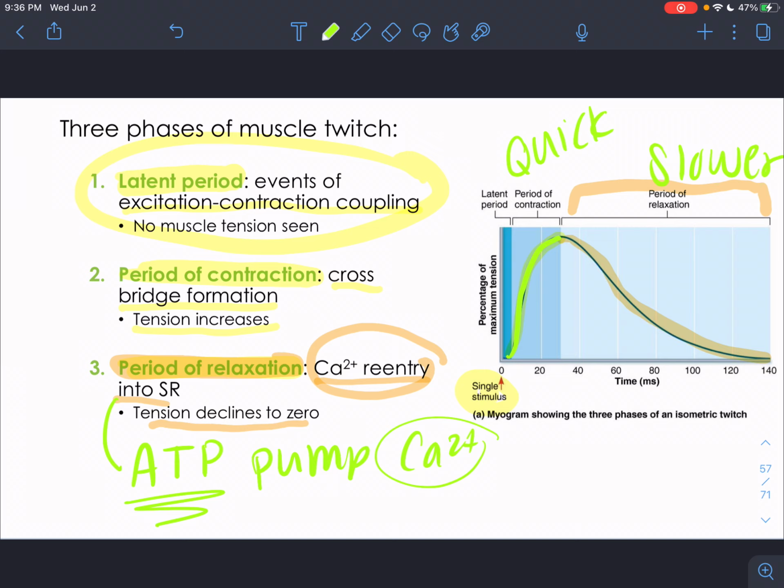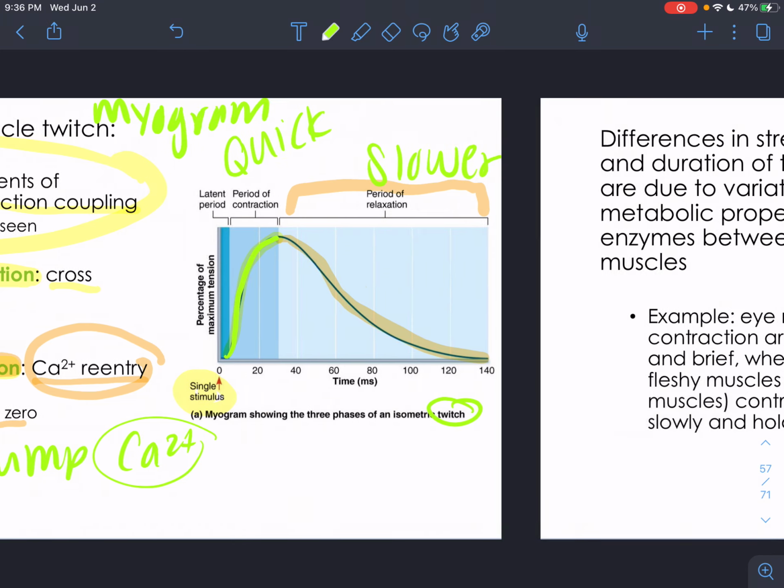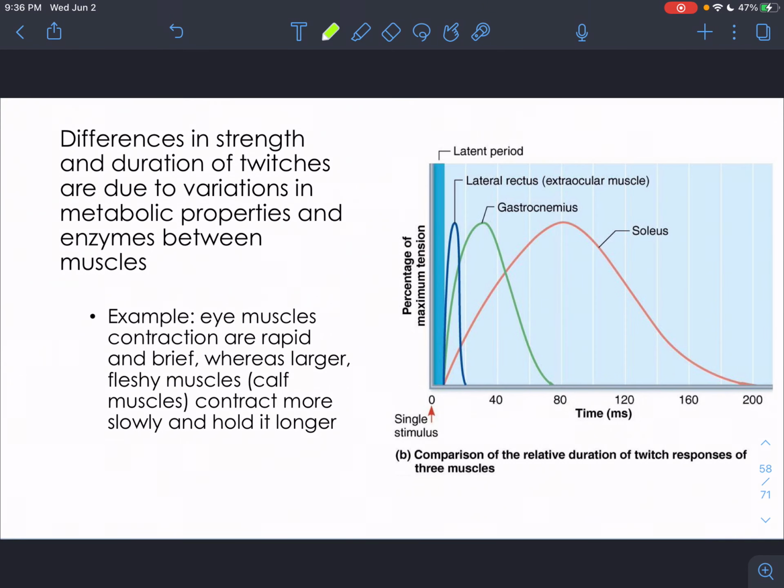So those are the phases, again, of this myogram of a single muscle twitch. All right. We can have differences again in the strength and duration of twitches due to variations in the muscle, so of different metabolic properties and enzymes between different muscles.